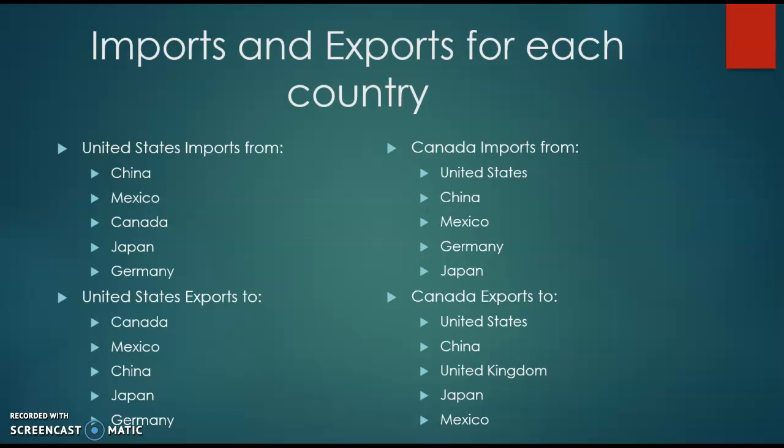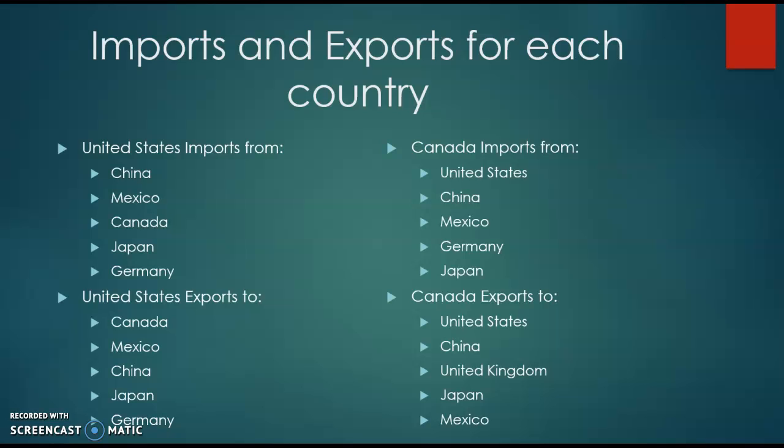Then I wanted to show you guys the main countries that each of these countries imports and exports from. The United States imports from China, Mexico, Canada, Japan, and Germany. So those are their top 5.